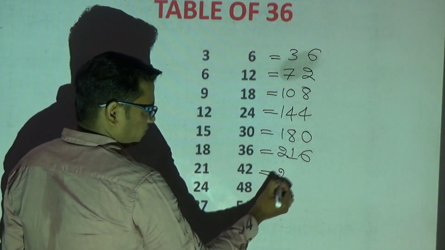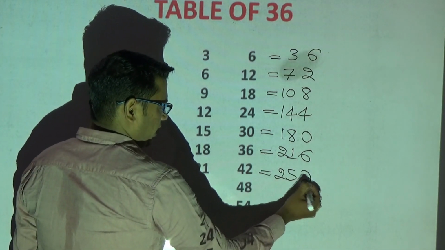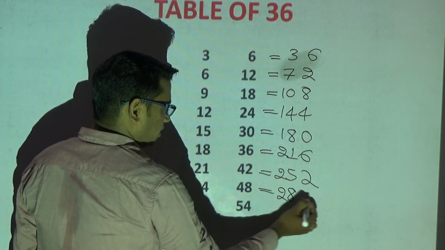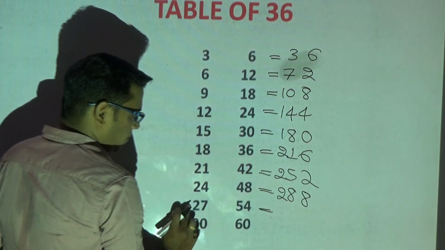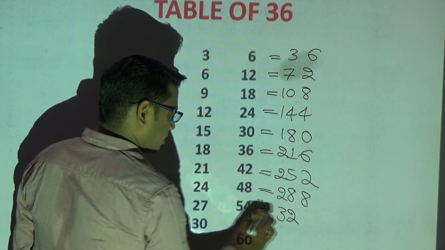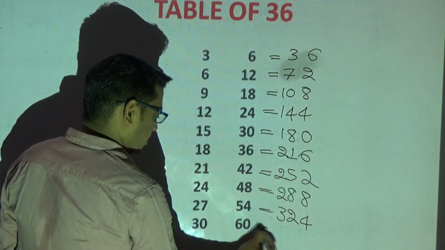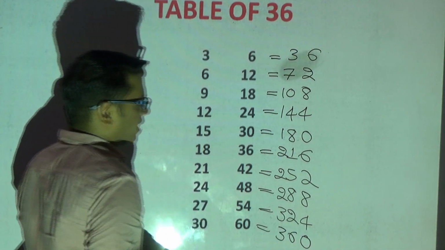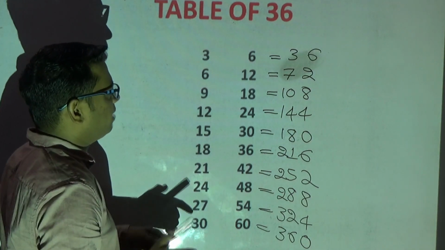21 plus 4 is 25. Write 2 as it is. 24 plus 4 is 28. Write 8 as it is. 27 plus 5. What is 27 plus 5? 32. Write 4 as it is. And 30 plus 6 is 36. And write your 0 as it is. See how I constructed the table of 36.